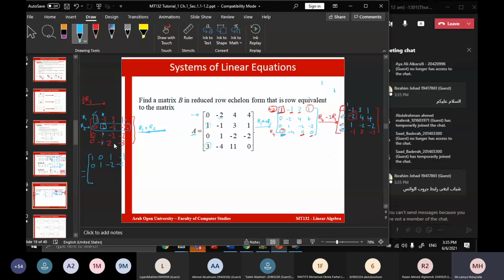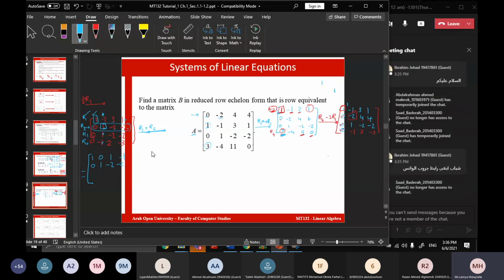In one matrix, I will change R1, and also change R3, and also change R4. Is it possible? Yes, because I'm going to change them using R2. Or if you feel like you will be confused, do each operation in a separate matrix. Okay?